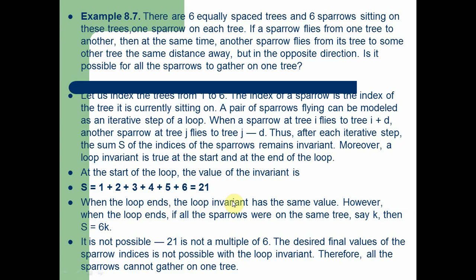When the loop ends, the loop invariant has the same value. However, when the loop ends, it is not possible for all the sparrows to be on the same tree, because whenever one sparrow flies from one tree, the sparrow on the tree it reaches also flies from that same location and travels to another.